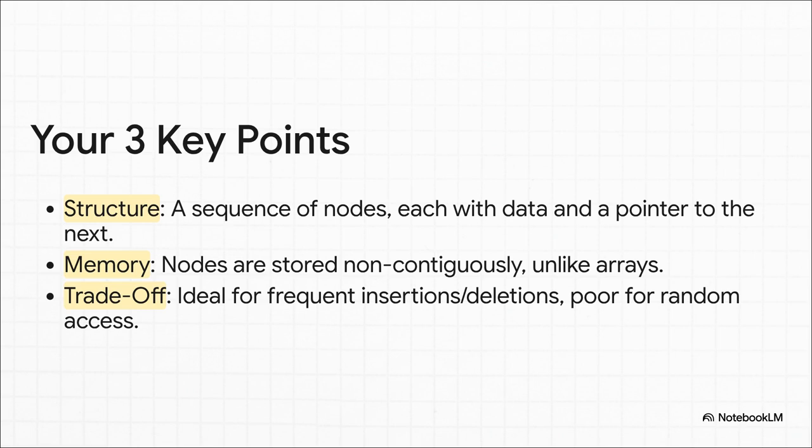It's a chain of nodes, each with data and a pointer. Number 2, you explain the memory. The nodes are stored non-contiguously, which is the key difference from an array. And number 3, you nail the big trade-off. It's fantastic for frequent insertions and deletions, especially at the head, but it's bad for random access, which is where arrays totally shine. Nailing these 3 points shows complete and total understanding.